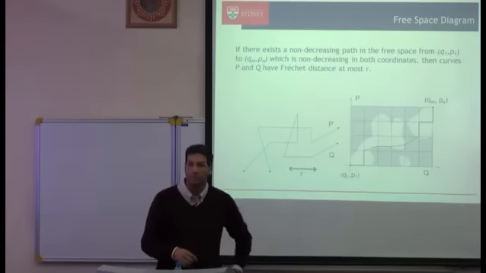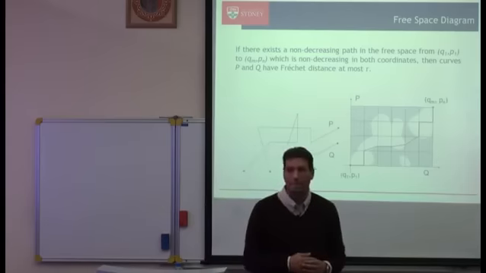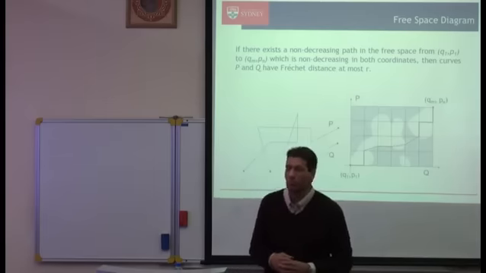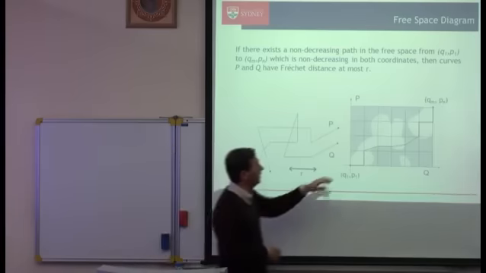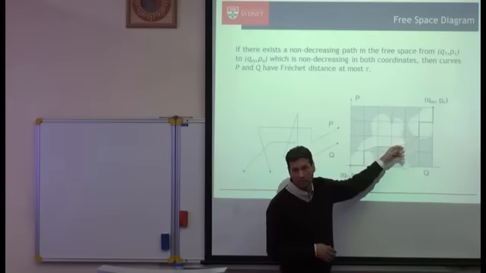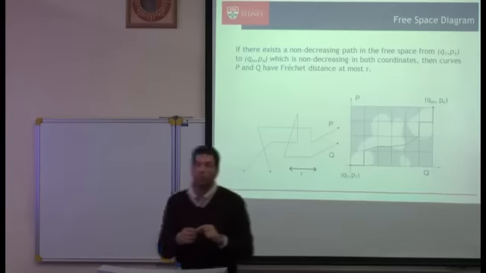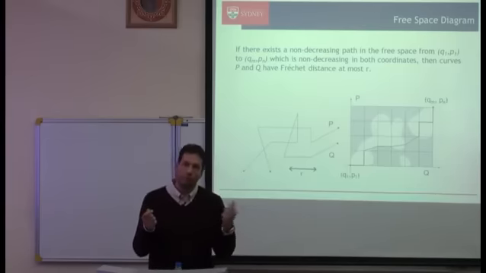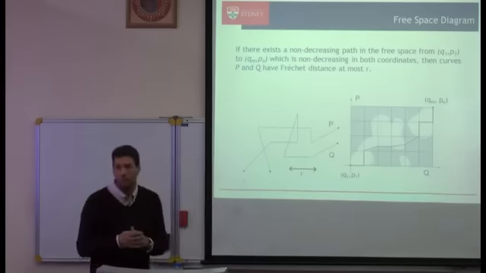Is that clear? The existence of such a path is a yes or no decision problem. Because if there's no such path, then your path has to cross over a gray area. And if you cross over a gray area, that point corresponds to a point pair, one on P and one on Q, and the distance between those 2 points is greater than R. And since the distance is greater than R between those 2 points, the Fréchet distance for that parameterization would be greater than R.